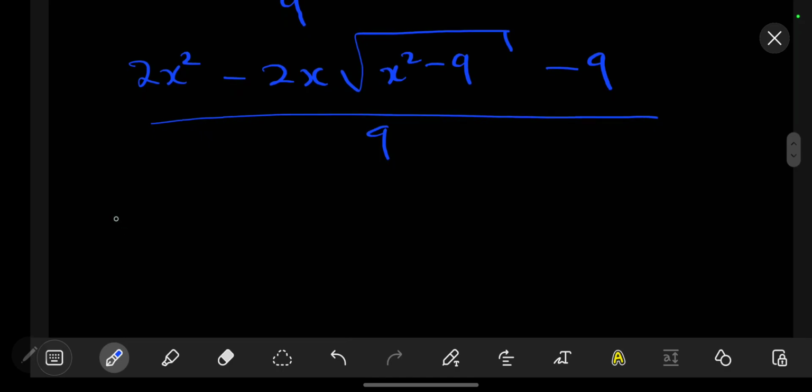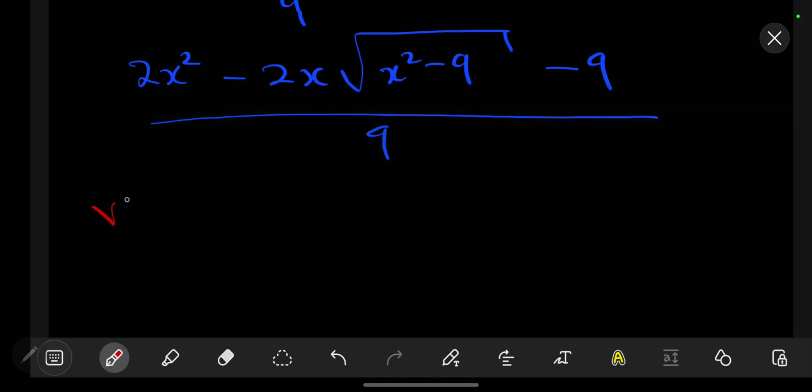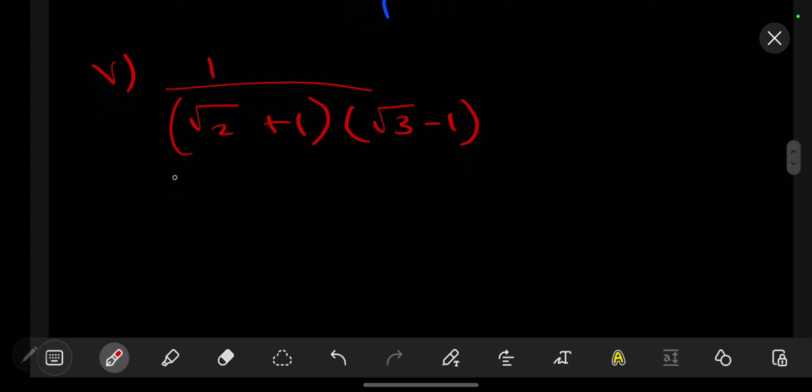So our fifth one, we have v which should be equal to 1 over the square root of 2 plus 1. This is the same as having times 1 over the square root of 3 minus 1, like that. So I haven't changed anything, so I can multiply like that.